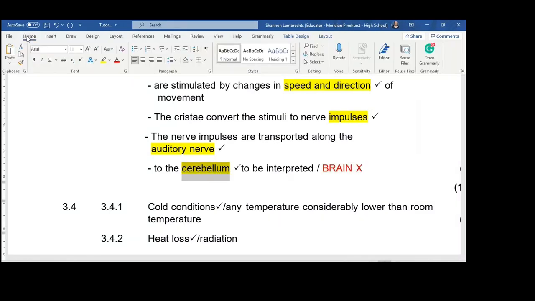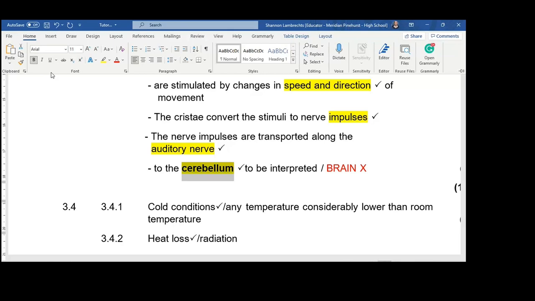Just for interest's sake, who can tell me where sound goes to in your brain? That's also a question they can ask you, how sound travels. If you know, just let me know in the chat. Does sound also go to the cerebellum, or does it go somewhere else in the brain? But for balance, always mention the cerebellum.